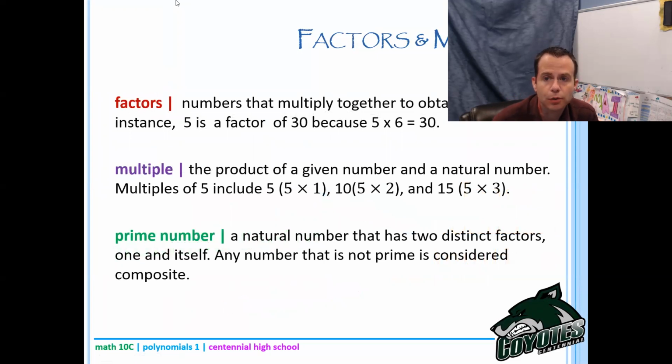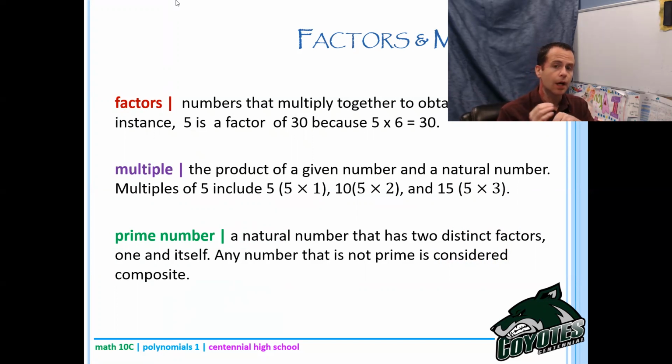All right, so here are the definitions. Factors. Factors are numbers that multiply together to obtain a product. Now, a product is the answer to a multiplication question, okay? So, for instance, 5 is a factor of 30 because 5 times 6 is 30. In that same breath, 6 is also a factor of 30, okay? When we take a number and split it into a multiplication sentence, we are splitting the number into factors. So by taking 30 and splitting it into 5 times 6, I'm splitting it into 2 factors, 5 and 6, okay?